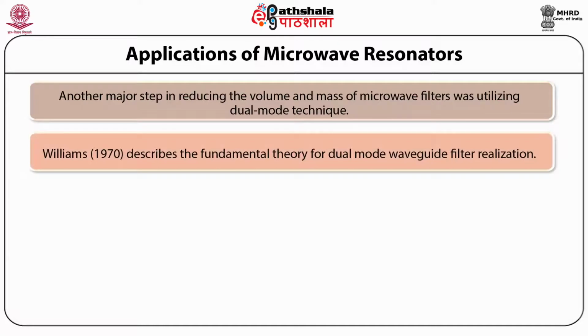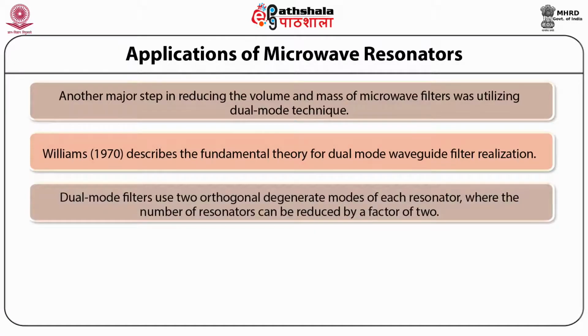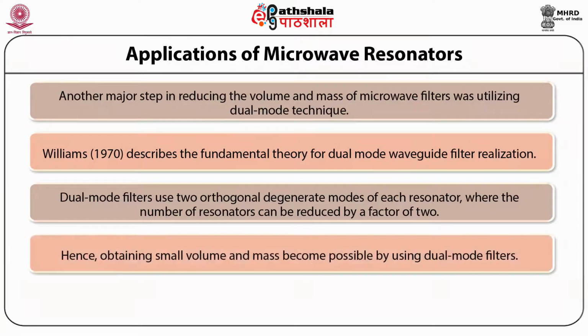Williams in 1970 also described the fundamental theory of dual mode waveguide filters for the realization. The dual mode filters use two orthogonal degenerate modes of each resonator, where the number of resonators can be reduced by a factor of 2. Hence, obtaining small volume and mass becomes possible by using dual mode filters.